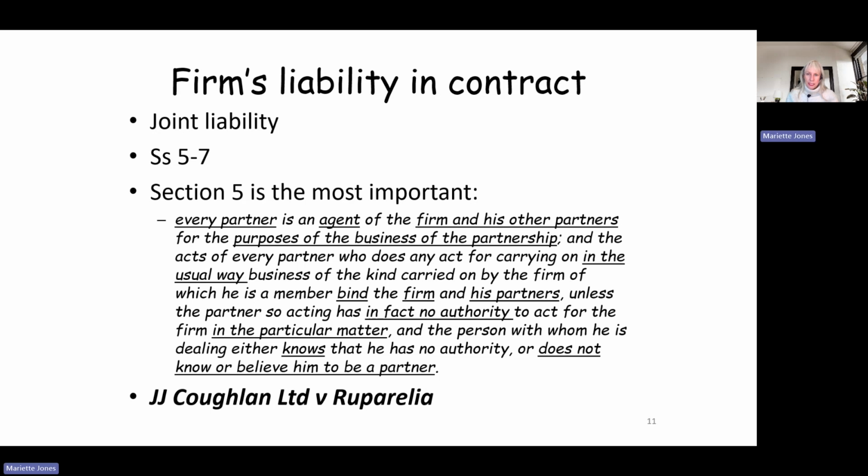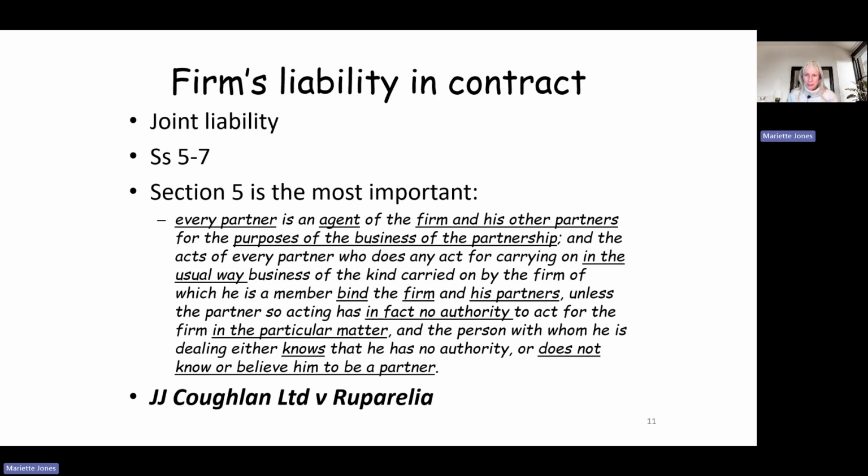J.J. Coughlin Limited invested $1 million through Mr. Ruparelia, a solicitor, in a firm. Mr. Ruparelia promised them a 6,000% return on their investment. But he used the money for fraudulent purposes and never intended to pay it back.